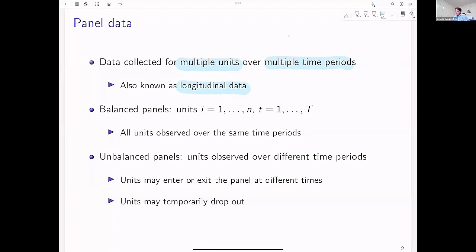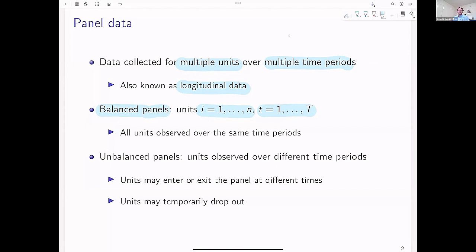Okay, and we have two main features that panel data sets could have. One is what we call balanced panels. In a balanced panel, we follow units that we're going to index by the letter i, and this will go from 1 to n. So n will be the total number of households or counties that we have, and then time will be indexed by little t, going from 1 to capital T. This is just the time periods. That could be months or days or years or whatever it is.